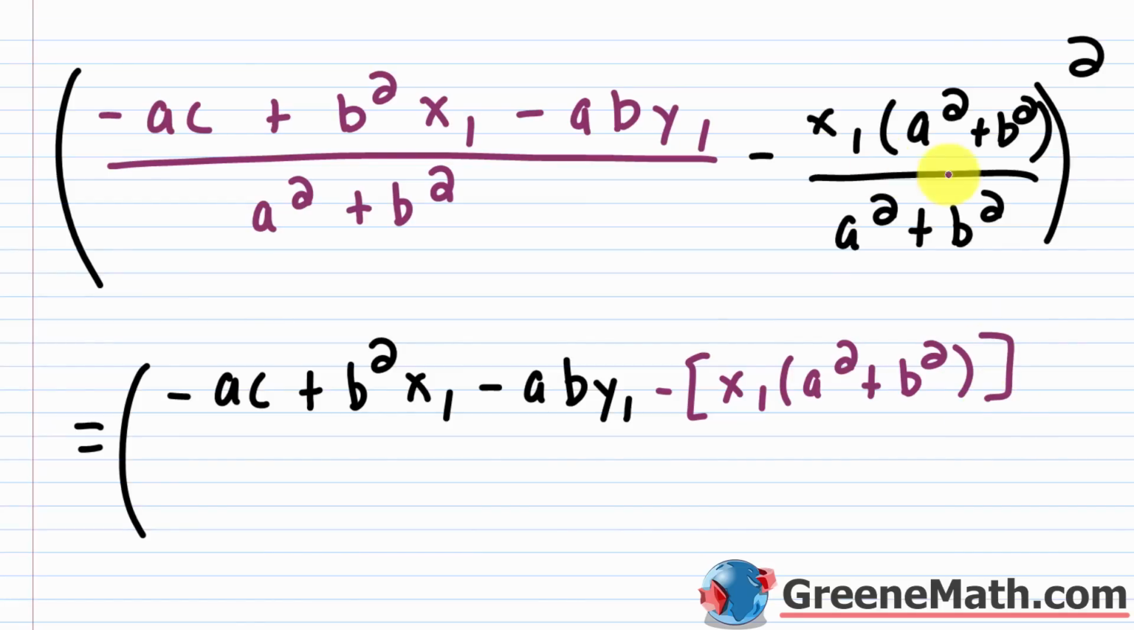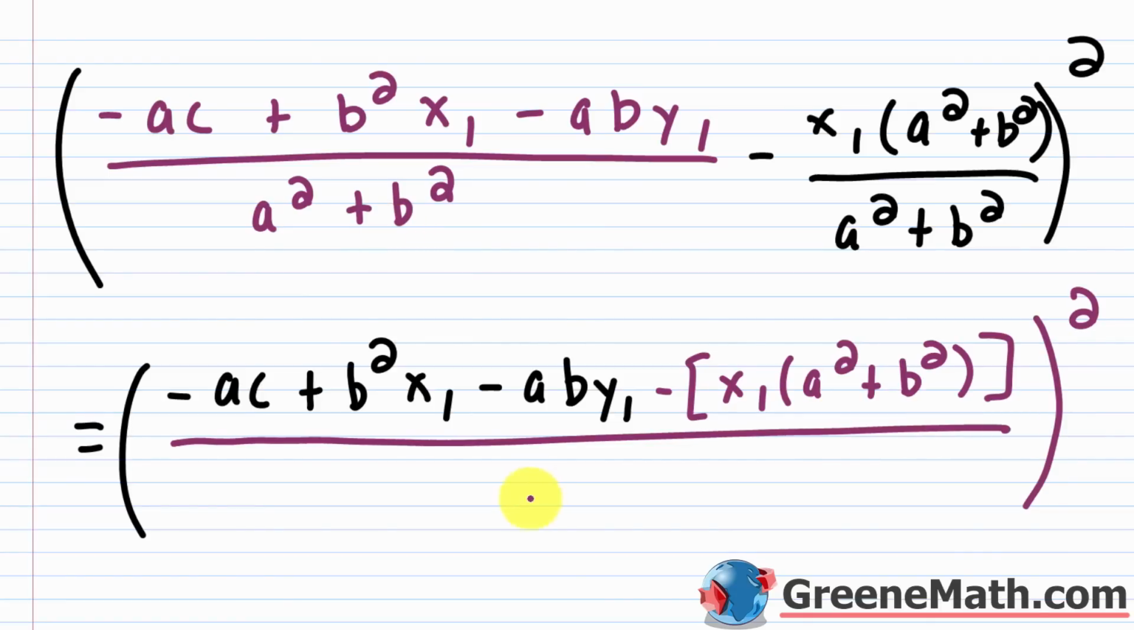Close that down because this whole thing is being subtracted away. So you have to be very, very careful there. So let me close this down and then put that this is squared. Let me make that a little bit better here. And this right here is all over the common denominator of a squared plus b squared.